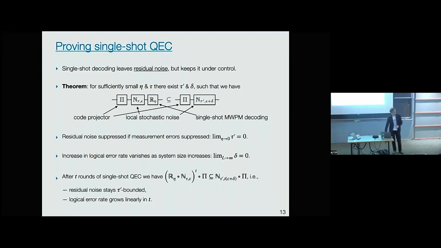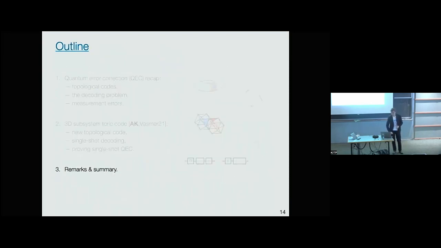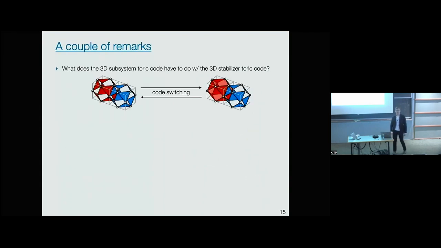Okay, so since I don't have much time, it's good that I start talking about, I will still tell you a few remarks and summarize the talk. So at this point, you still may wonder, I've been telling you that this is the subsystem toric code, but what does this model have to do with the 3D stabilizer toric code that you may be familiar with?